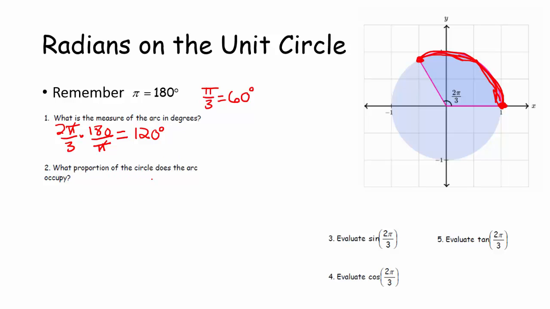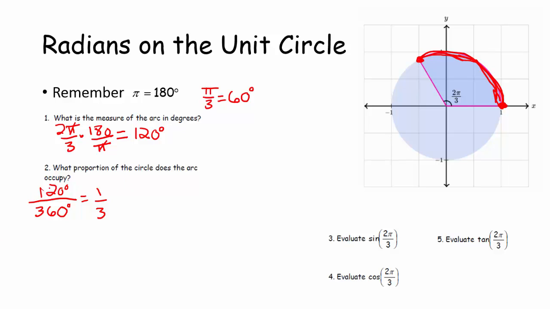What proportion of the circle does the arc occupy? So to figure that out, we're just going to take the measure of the arc, 120 degrees, and divide that by the measure of the entire circle, which would be 360 degrees, which would be a third. So that arc occupies a third of the circle, which makes sense because just by looking at the picture, that looks like it's about a third of the entire circle.